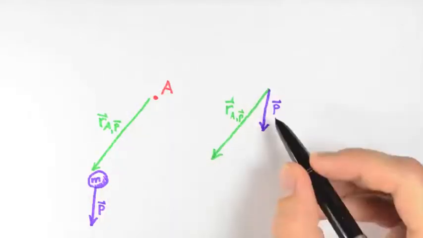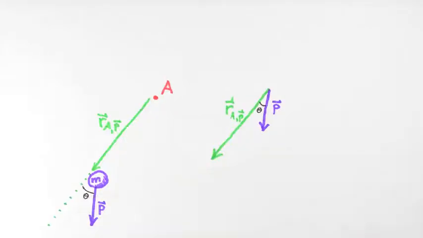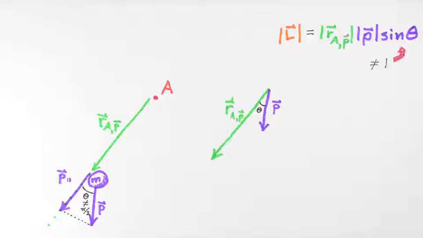This allows us to consider a case where the mass m has some motion parallel to the vector r sub a, p. In other words, the angle theta between the two vectors will not be pi over 2 radians, and therefore sine theta will be something other than 1. How can we think about the physical meaning of the angular momentum magnitude in this situation?